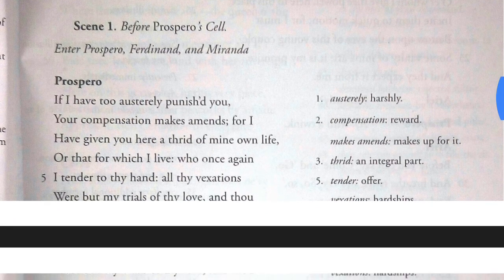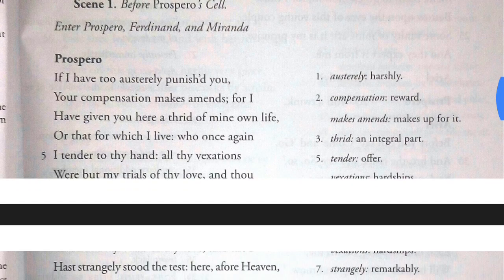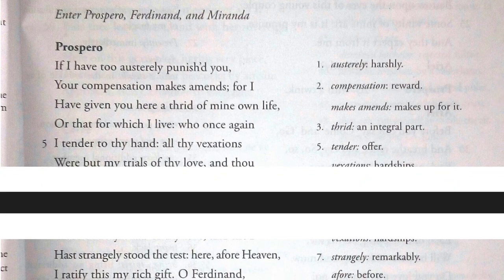Now, Scene 1, before Prospero's cell, enter Prospero, Ferdinand, and Miranda. I hope by now all of you have opened your textbooks and have come to this page, so that when I explain, you have no problem in following the explanation. Prospero says, he's saying this to Ferdinand: if I have too austerely punished you, your compensation makes amends, for I have given you here a thread of my own life. Meaning to say that if I have punished you very severely or harshly, the reward or the compensation that I am giving you now is going to make good the damage of that punishment.